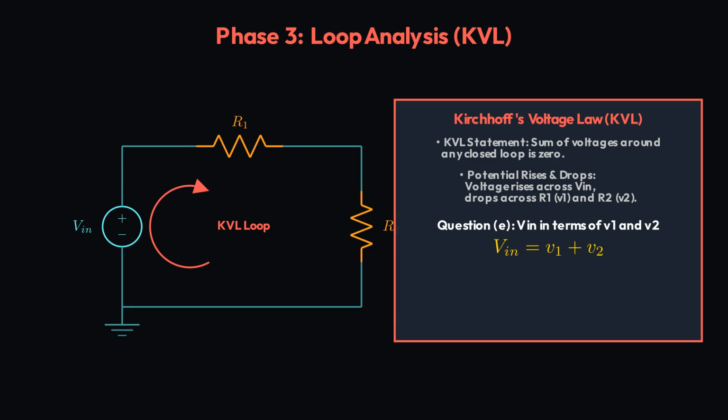Therefore, for question E, the total input voltage Vin equals the sum of the individual voltage drops. Vin equals V1 plus V2.